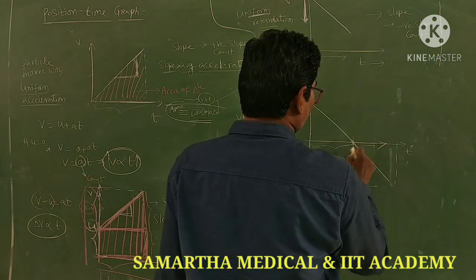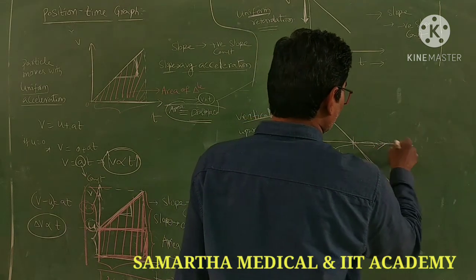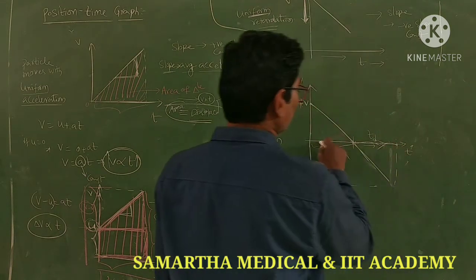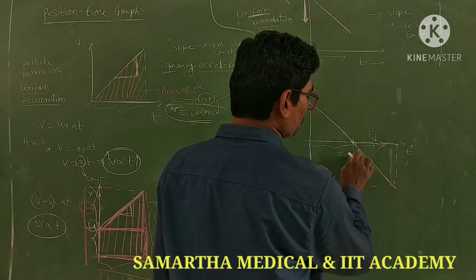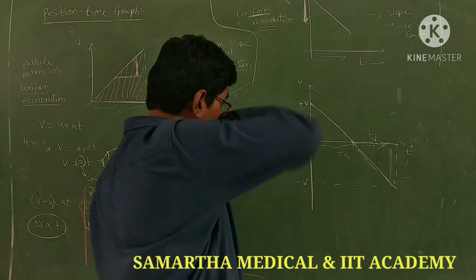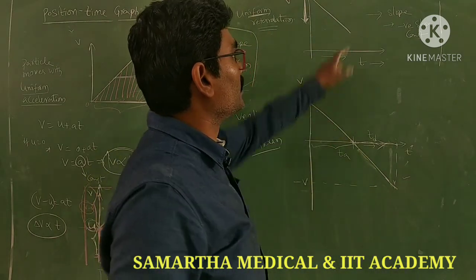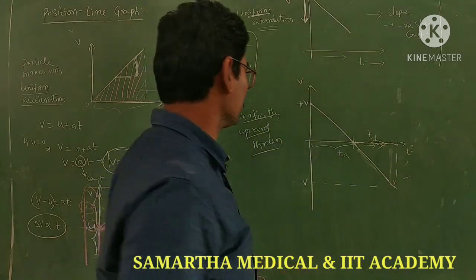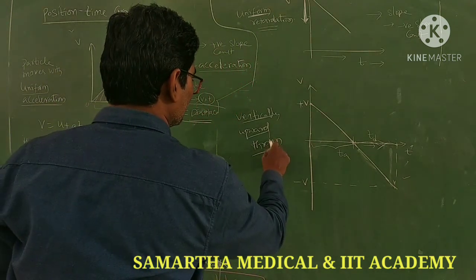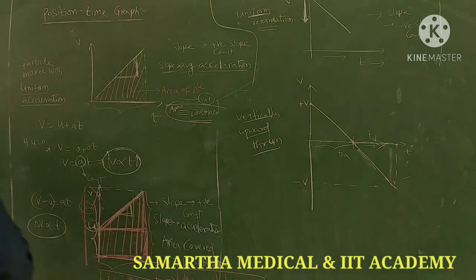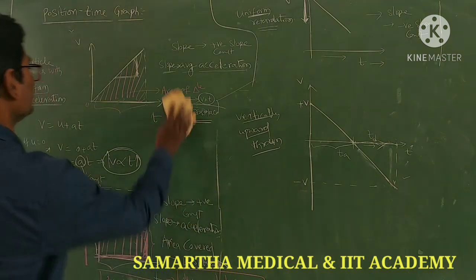From here to here it shows the time of ascent. From here to here it shows the time of descent. Both are equal in the absence of air resistance. Here also you can see a constant negative slope. But this is for the velocity time curve. Next, go for the acceleration graph.